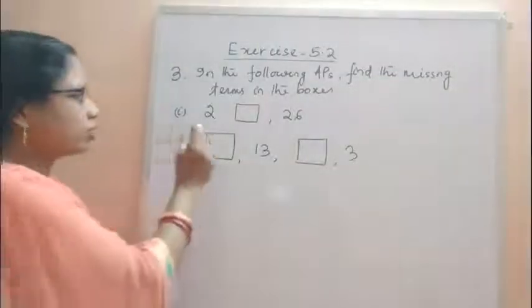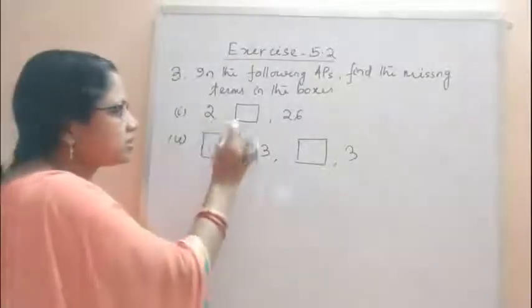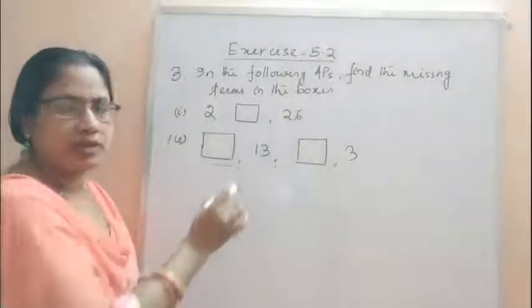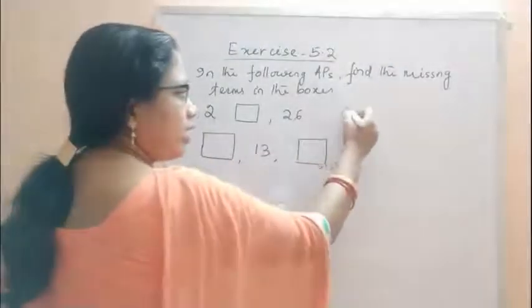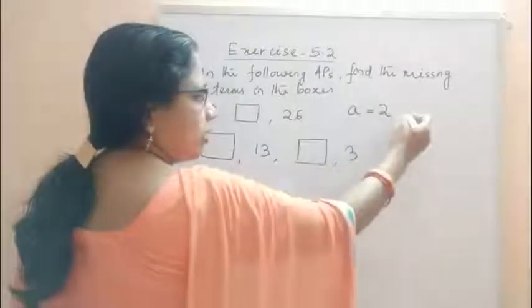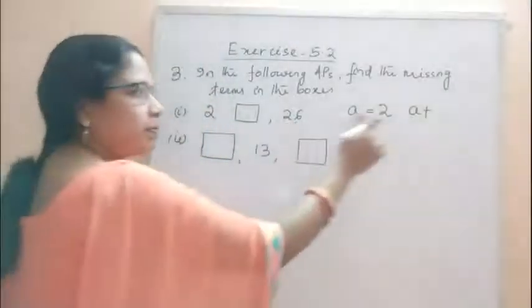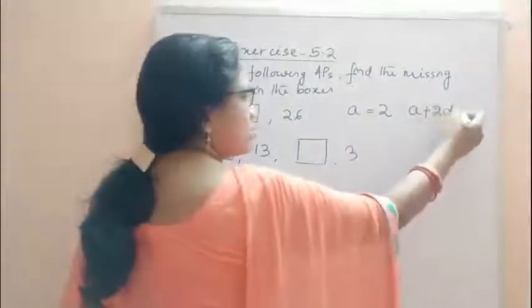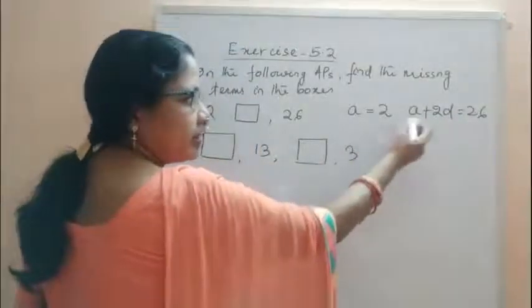So bit 1: 2, dash, 26. That means the first term is given and the third term is given. We have to find the second term. So here a is 2, and the third term, a plus 2d, is equal to 26. So we have to find d.